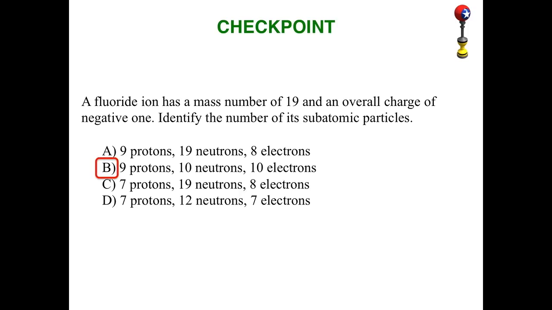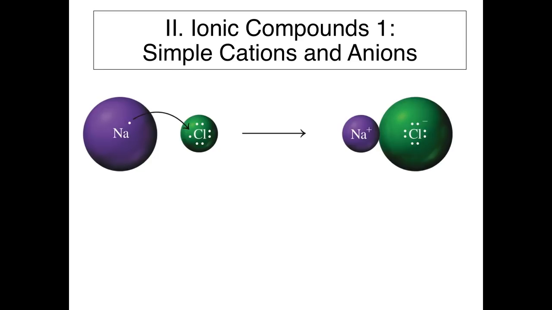Alright, now that we have an understanding of what ions are, both cations and anions, let's see how they form bonds. Within ionic bonding, there are 3 categories that we will discuss. The first category of ionic bonding is what I like to call simple cations and anions. And what I mean when I say simple cations and anions is the ones that come from the main group elements.